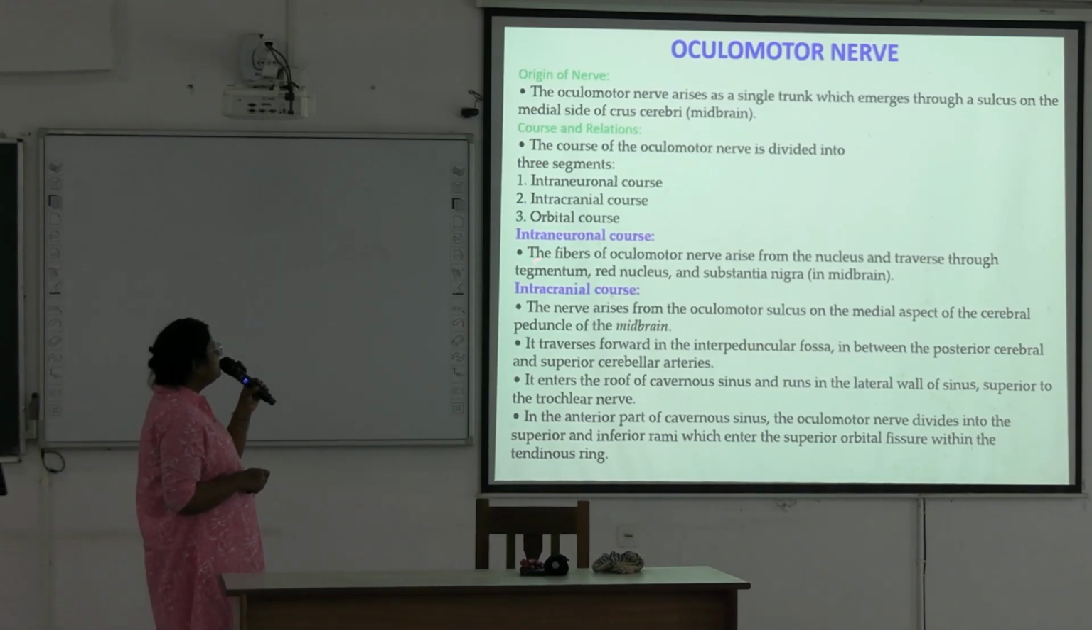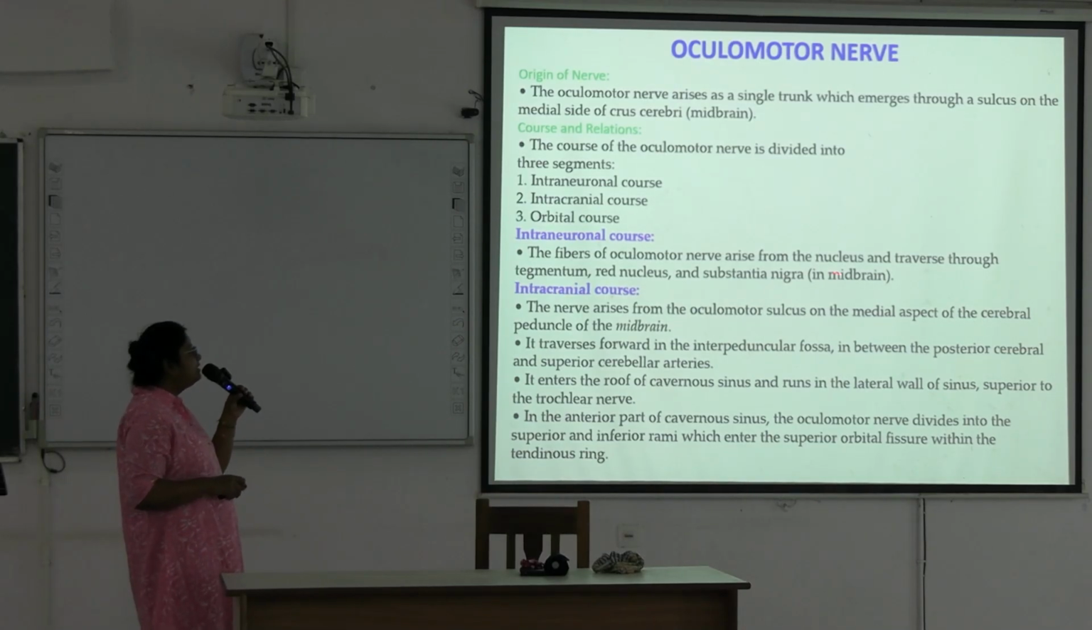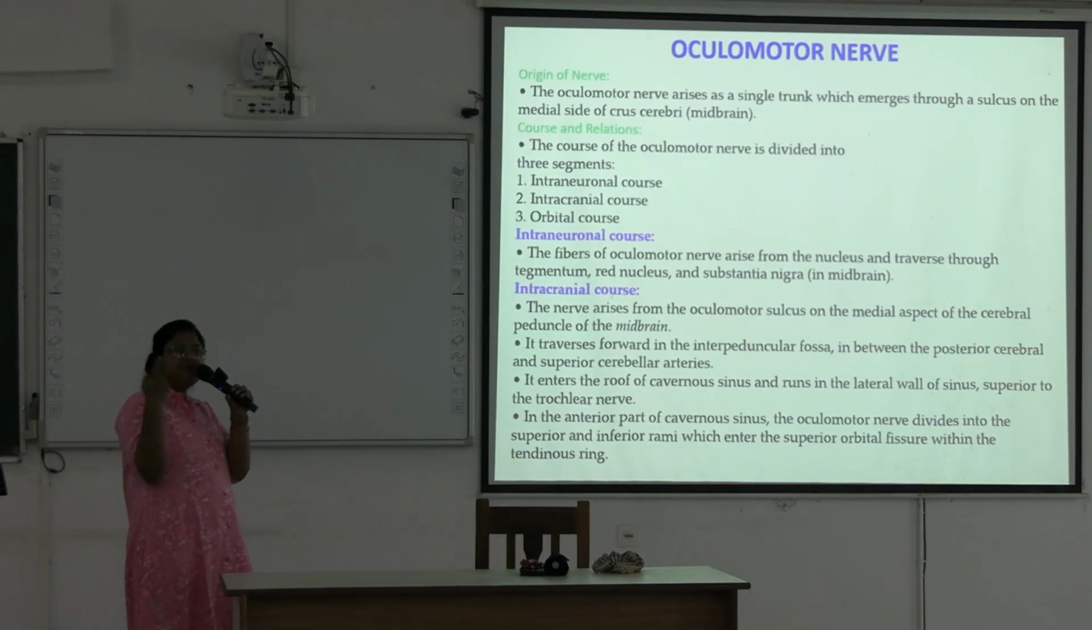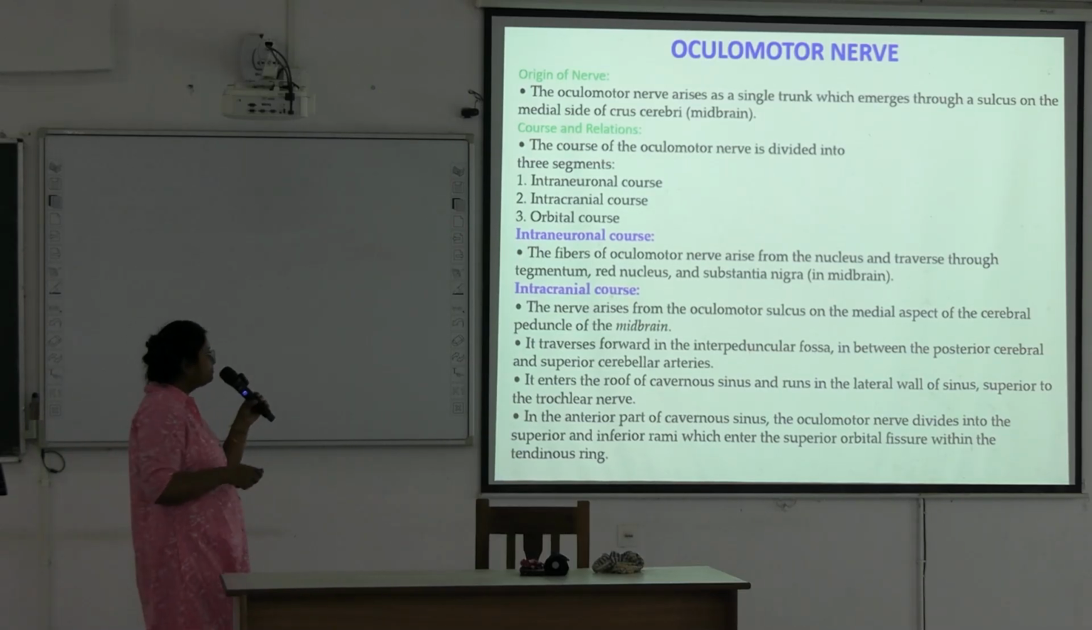So for intraneural course, the fibers of oculomotor nerve arise from the nucleus and traverse through the tegmentum, red nucleus and substantia nigra in the midbrain. You have seen in the sections of midbrain.